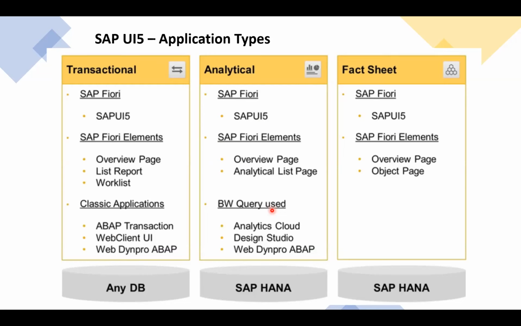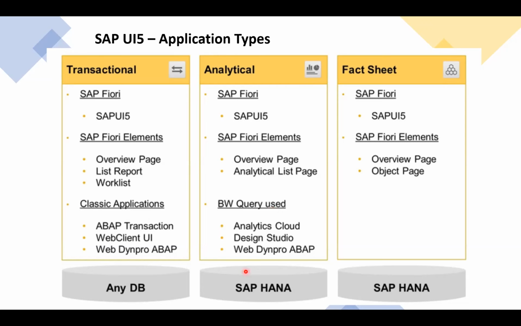Now we know the architecture of UI5 applications. It follows MVC architecture. That's fine. So are there any types of applications I can create using MVC architecture, in the entire UI5 landscape? Do I have any types of applications? Yes, we have these kinds of applications.